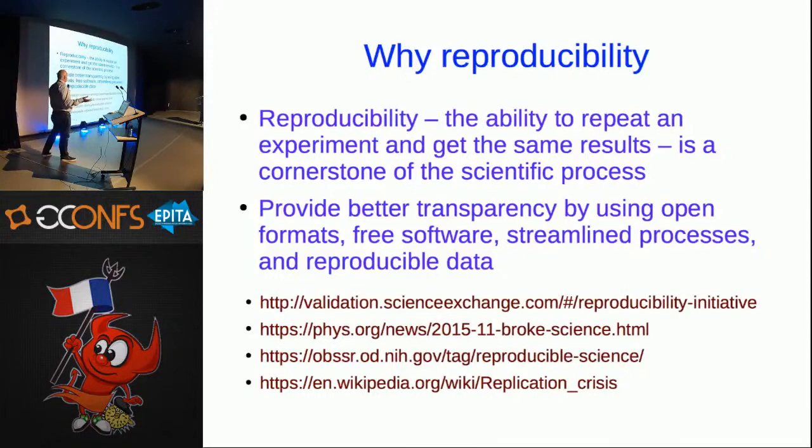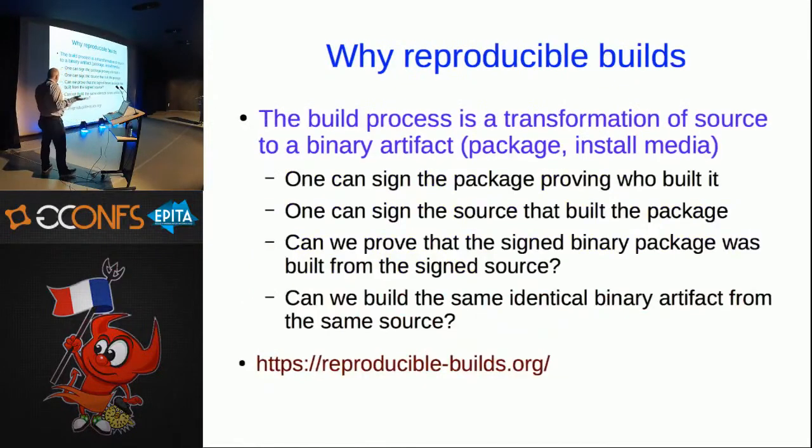and these gaps make reproducibility impossible. In software, we're doing well with open source, but we're also doing poorly because we don't have a really good engineering process when we build things. We can sign the result of a build, the package, the installed media, and we can sign the source that built the media, so that we trust the person who built it, and that nothing has been tampered with in the process.